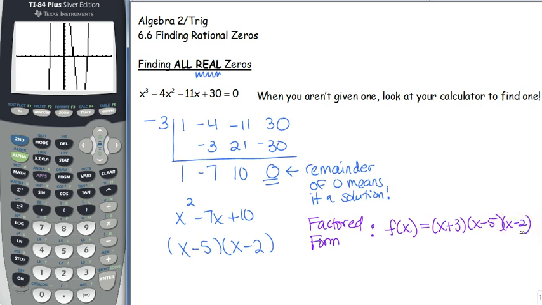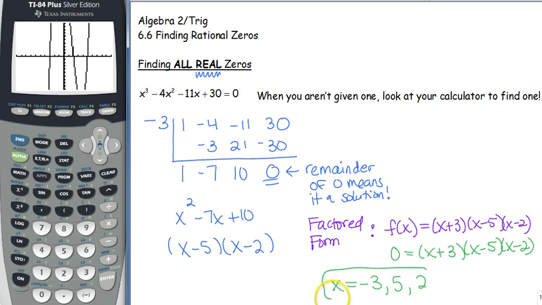Now we can take our factored form. When we set that equal to 0, we can find our solutions. And we find our solutions just by setting each piece equal to 0 and solving. Therefore, we've got x is equal to a -3, which we found on our calculator, x is equal to a positive 5, and x is equal to a positive 2. So we found our 3 real solutions for our first problem.